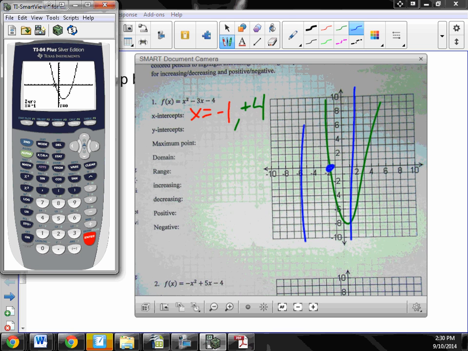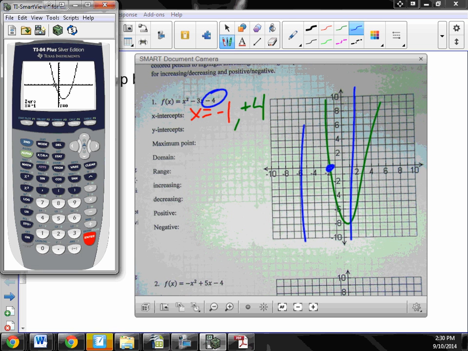Okay. Y-intercepts. What is the y-intercept? How do we know it's -4? We could go to the table and look at x equals 0 and it says y equals -4. Or we could plug 0 into the equation. Or just look, in a polynomial, that will always be your intercept.